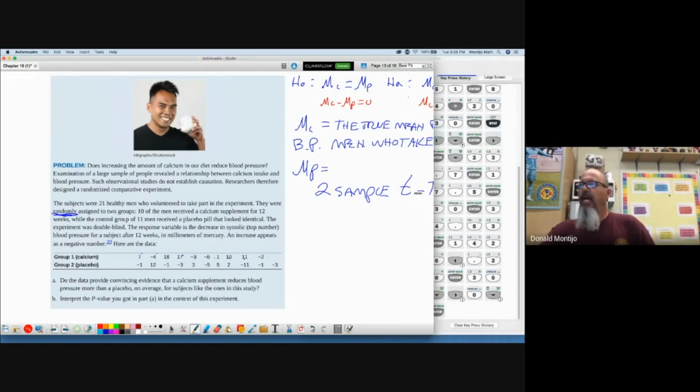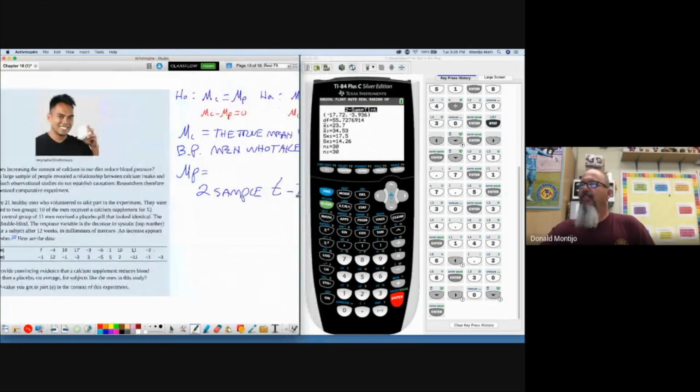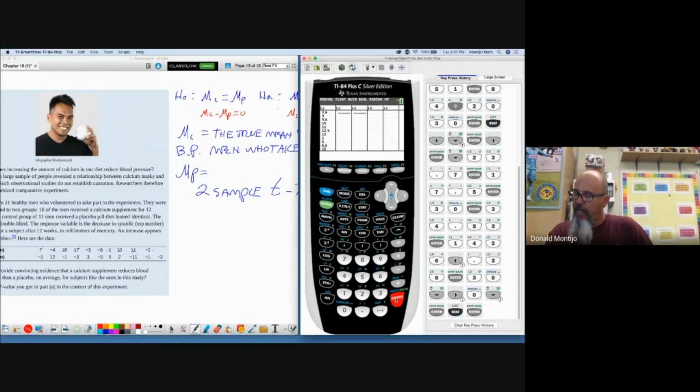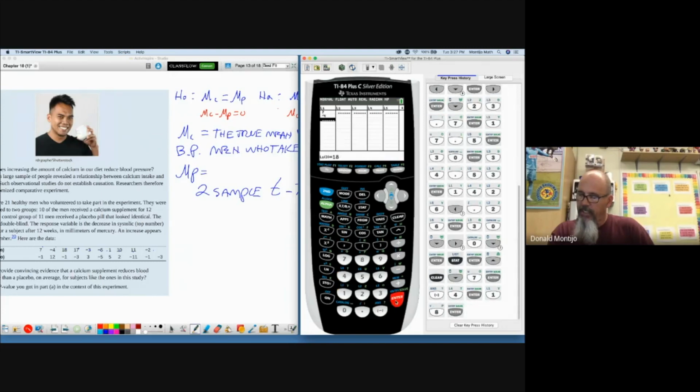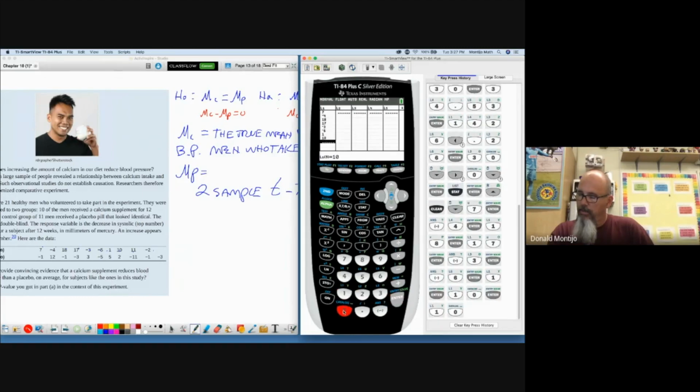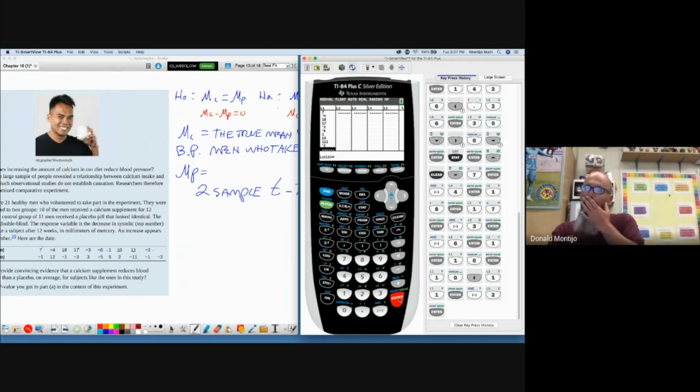So I could type all of these into my lists and have it do side-by-side box plots. I should have done this beforehand, but I wasn't all the way prepared for this. So stat, edit. Okay, so 7, -4, 18, 17, -3, -6, 1, 10, 11, -2. All right, there's the data for the calcium group.